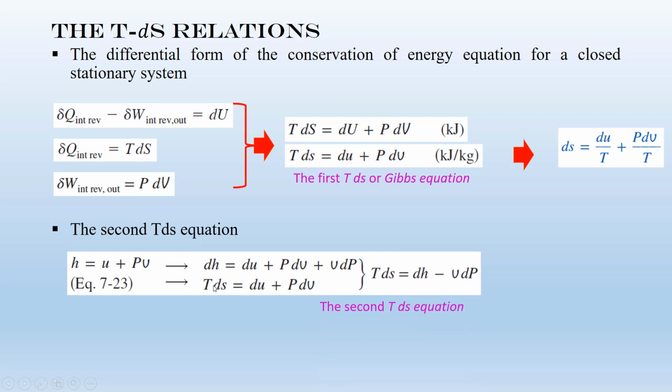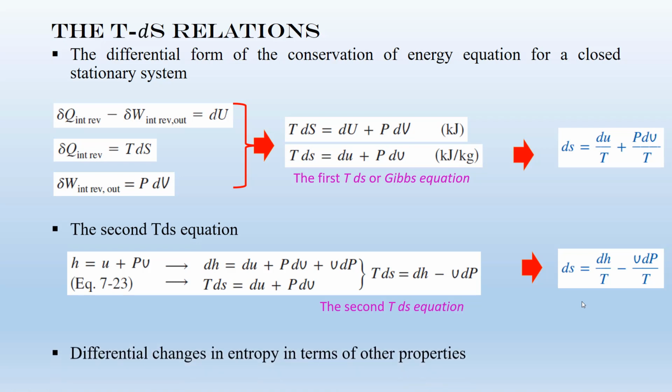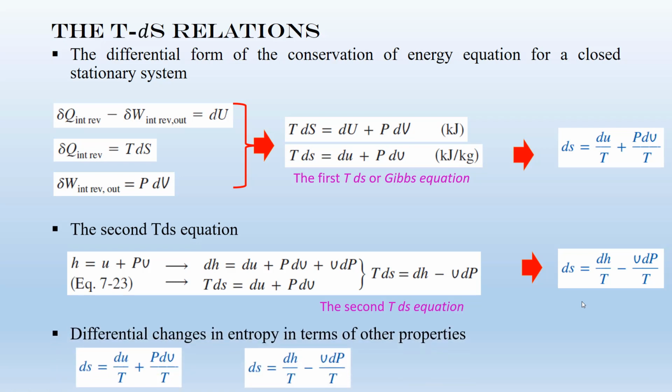Or you can write it based on TdS. You can write TdS equals dH minus nu dP. This is called the second TdS equation, or Gibbs equation. And then you can write it based on ds if you divide both sides by the temperature. This is the second Gibbs equation, correct? So you just found two differential equations, or two TdS equations. These are very important because by using these two equations, you are able to find the delta S for substances if you have no tables of properties. How?